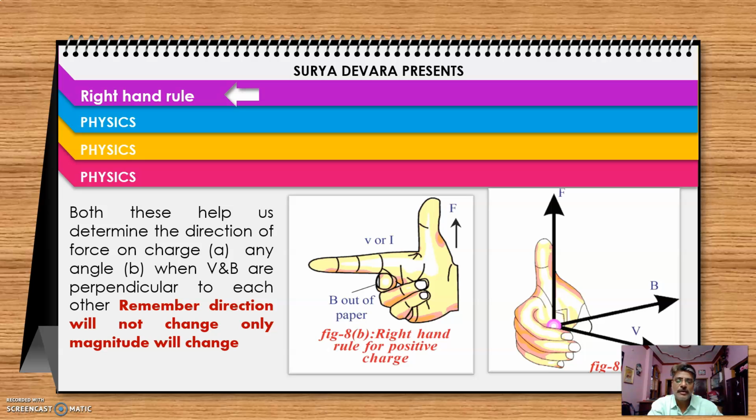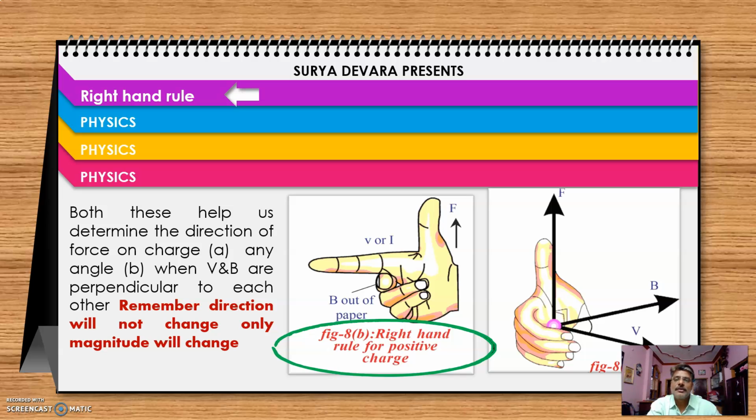And please remember this point, that it is very clearly given in the textbook itself that the right hand rule is for positive charges, because whatever direction you obtain with the right hand rule is applicable to positive charges only. Then the question arises: how to decide the direction for negative charges? Yes, of course we can use the right hand rule for negative charges also, but at the end you have to reverse the direction of the thumb.